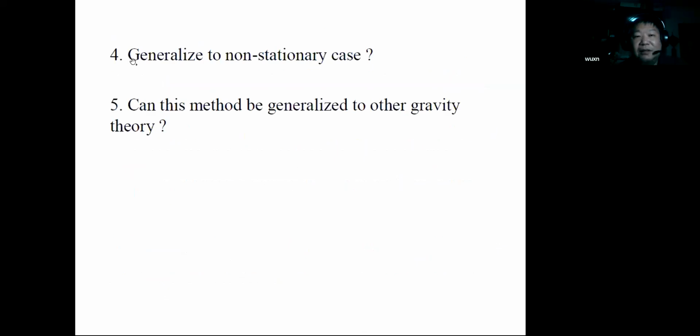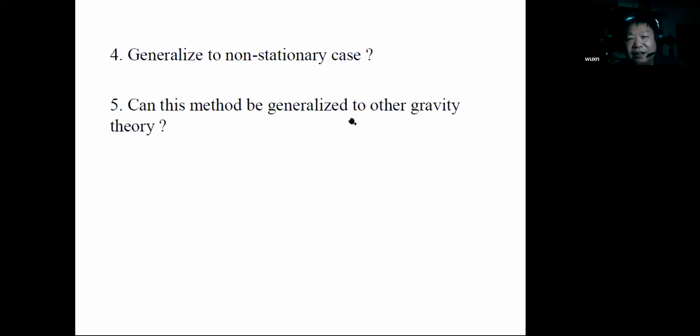The fourth is how to generalize our result to the non-stationary case. I have explained that we need the stationary condition because in the stationary case, we can have a very general form of the metric, as we have shown at the beginning. In the non-stationary case, we have no such expression. So it's one of the difficulties. It means that we need some more detailed control on the spacetime metric near spatial infinity. But until now, we don't have that.